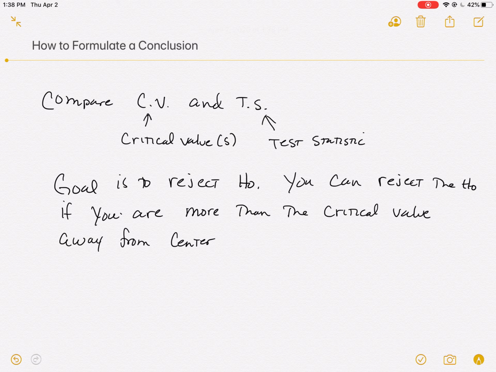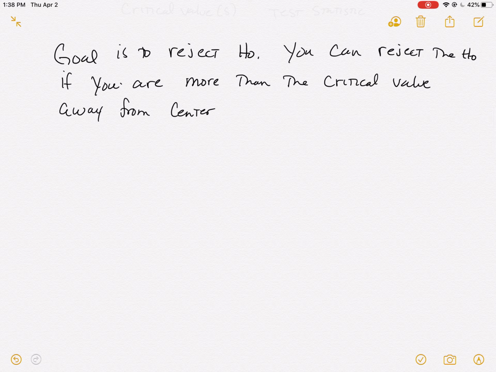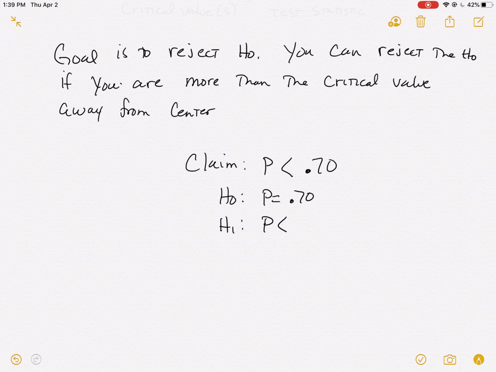So let's play the what if game. What if you had some data and you were trying to test this claim, the claim that P is less than 70%? Well, the null hypothesis would be P is equal to 70%. You'd love to be able to say that it's definitely not going to be 70%, because if it's not going to be 70%, then you're to one side. And what side would you be on? The side where your data is on. And so the alternate hypothesis is the same since it has that symbol.